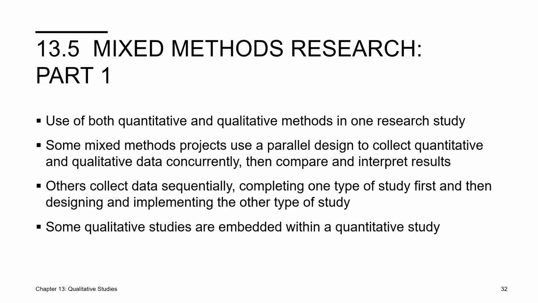So section 13.5 goes over mixed methods research. What is mixed methods research? This is the use of quantitative and qualitative methods in one research study. Some mixed methods projects use a parallel design to collect both quantitative and qualitative data concurrently, and then they compare and interpret the results. However, other times they may collect the data sequentially, completing one type of study first and then designing and implementing the other type of design. Some qualitative studies are embedded within a quantitative study, so it really depends on the goal of the research study.